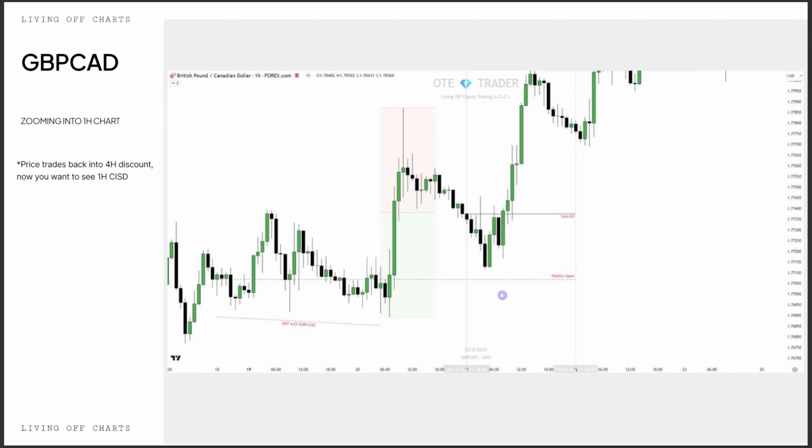Now we're going to zoom in into a 1-hour chart, right? So price traded back into a 4-hour discount, and now we want to see an indication, are we actually going bullish in this specific day? So this day was Wednesday. We know Tuesday with the CAT CPI, we made low of the week. It displaced up higher, and now trading down lower back into discount.